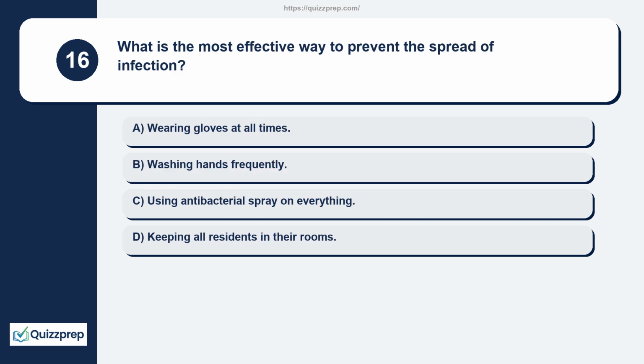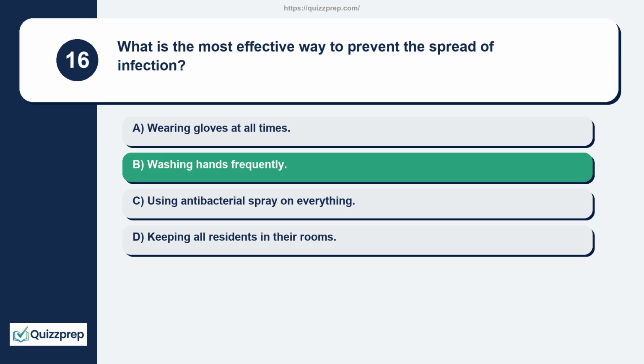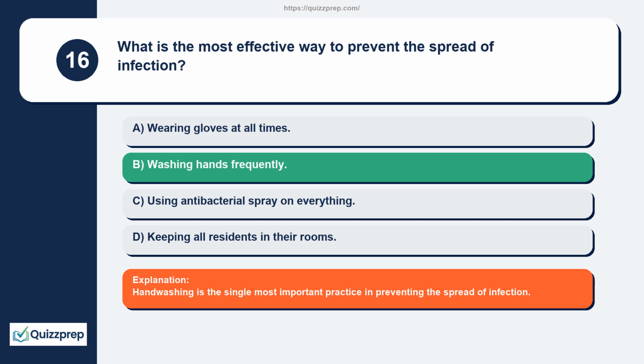Question 16. What is the most effective way to prevent the spread of infection? Wearing gloves at all times, washing hands frequently, using antibacterial spray on everything, keeping all residents in their rooms. Hand washing is the single most important practice in preventing the spread of infection.